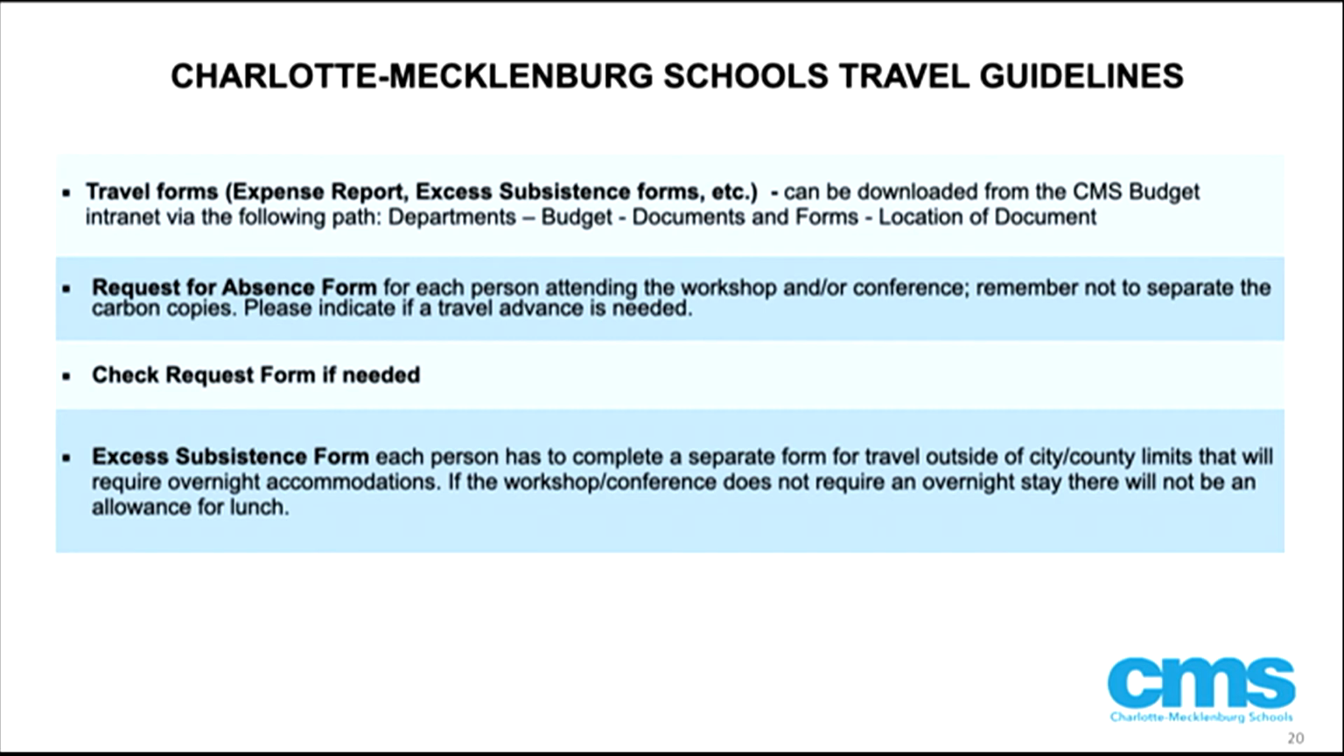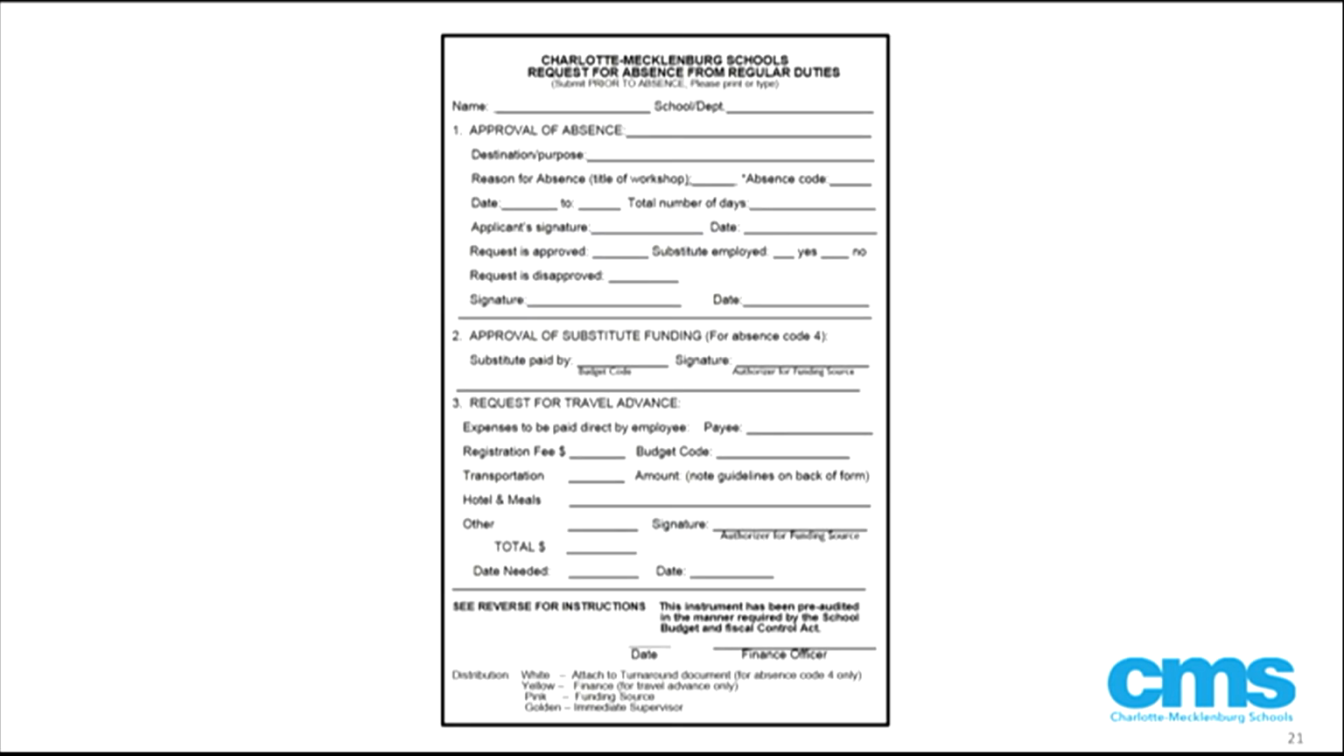And then you need to always find out, do I need a check request? Because what are we saying here? Hey, what if that location does not accept our requisition, which means a purchase order? So then you'll have to do a check request. And then don't forget the excessive subsistence form. And these are what the forms look like. You can find these forms online.